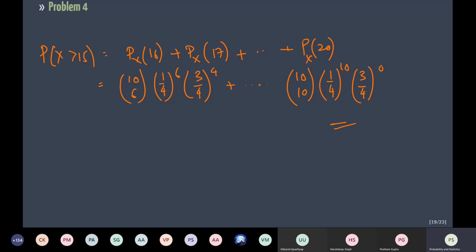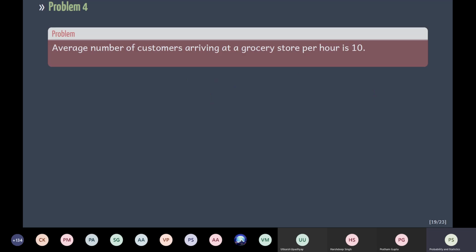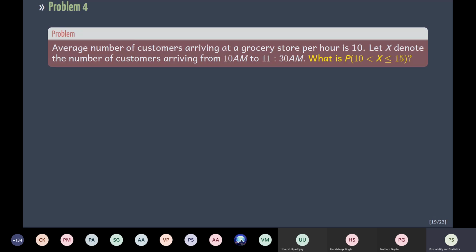So let us do more practice. Let us see another problem. The average number of customers arriving at a grocery store per hour is 10. Let X denote the number of customers arriving from 10 a.m. to 11:30 a.m. The question is, what is the probability that the number of customers arriving in this time will be between 10 and 15?